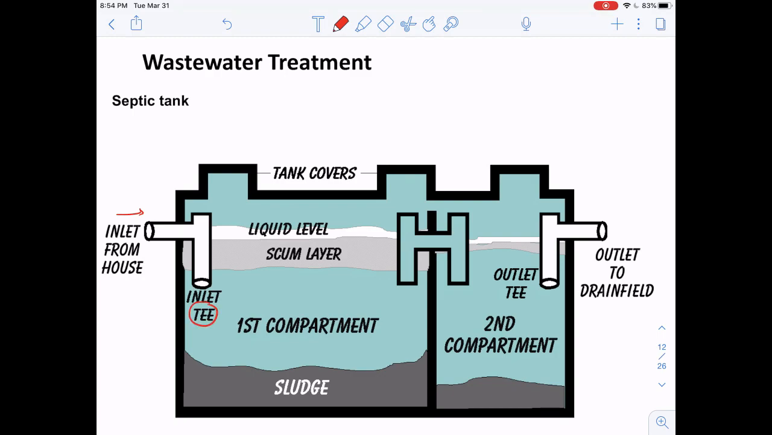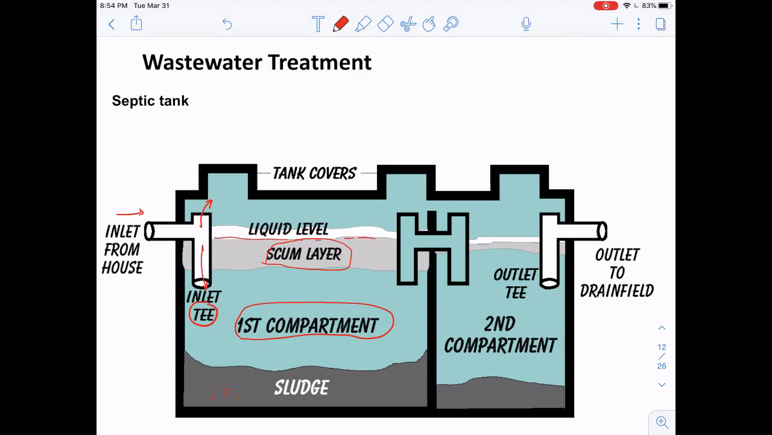Okay, so the inlet T basically separates the gas from the liquid or solid. The liquid or solid will go to this first compartment, while the larger, heavier particles settle down, and we call these solids the sludge. Then the liquid will exist above these solids, and there also is a layer called the scum layer, which is also quite hazardous, right? And we have a liquid level somewhere around here.